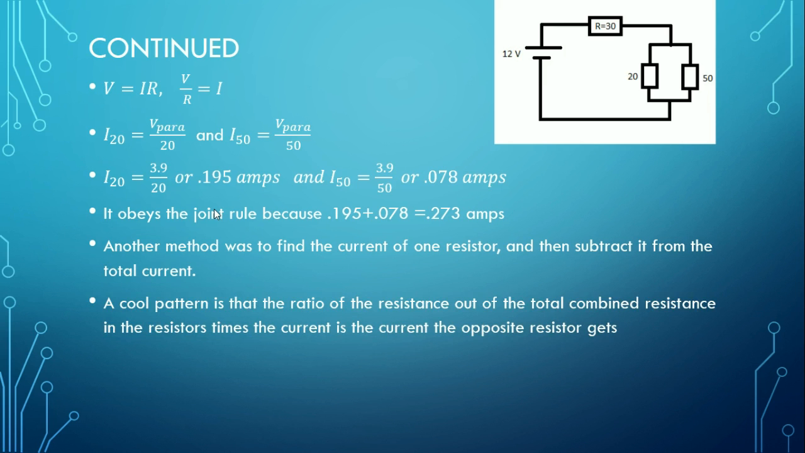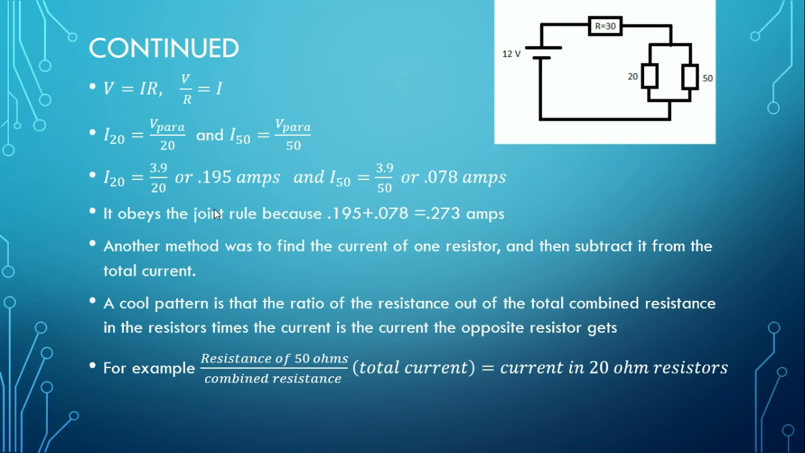And here's an important, cool pattern that is true about resistors in parallel: the ratio of the resistance of one of the resistors out of the combined resistance, times the total current, equals the current of the opposite resistor. That sounds very complicated, but it's not that hard to see. Let's say we're looking at the 50 ohm resistor here. The resistance of the 50 ohm resistor out of the combined resistance of both of them together, times the total current, gives you the current in the opposite resistor, which would be the 20 ohms.